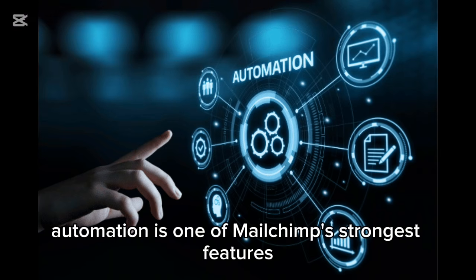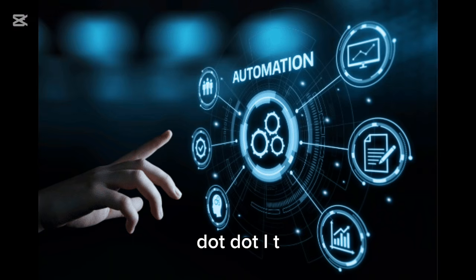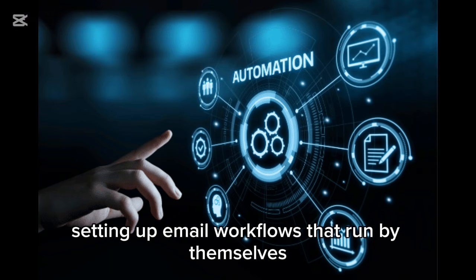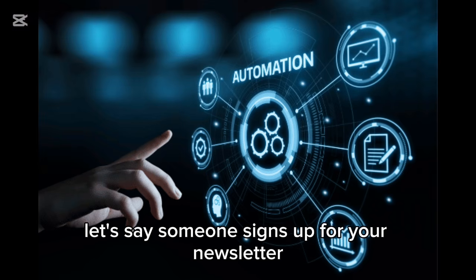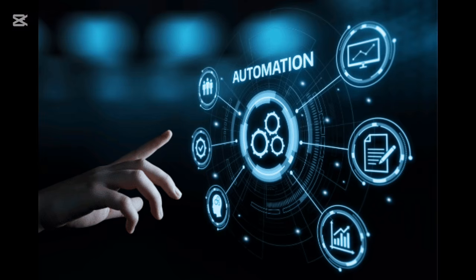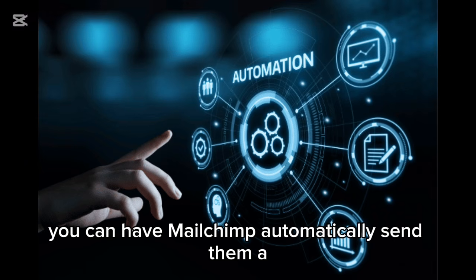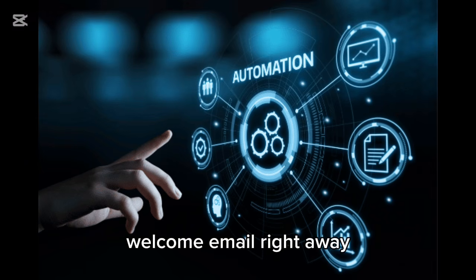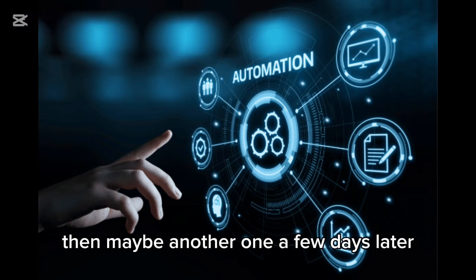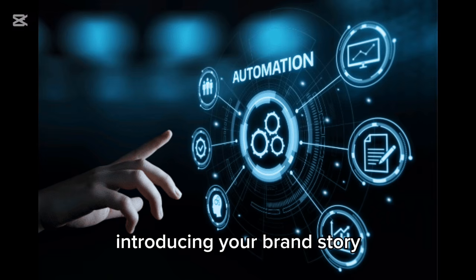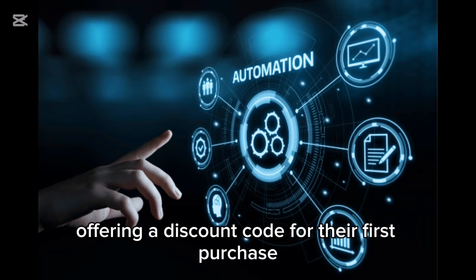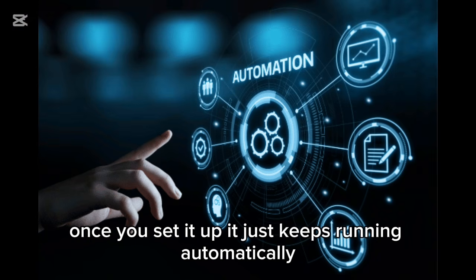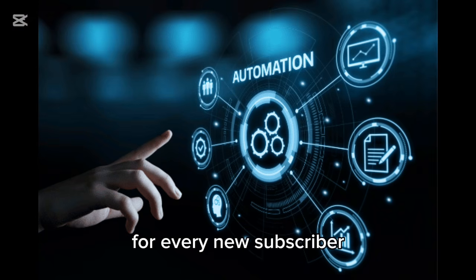Automation is one of Mailchimp's strongest features. It means setting up email workflows that run by themselves. For example, let's say someone signs up for your newsletter. You can have Mailchimp automatically send them a welcome email right away. Then maybe another one a few days later introducing your brand story, and then another offering a discount code for their first purchase. Once you set it up, it just keeps running automatically for every new subscriber.